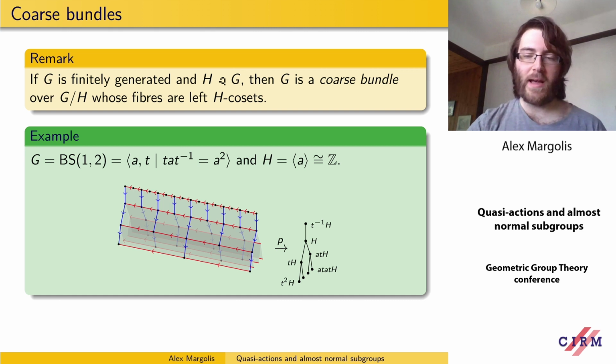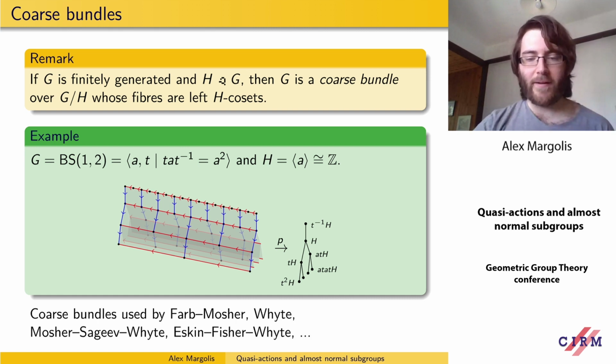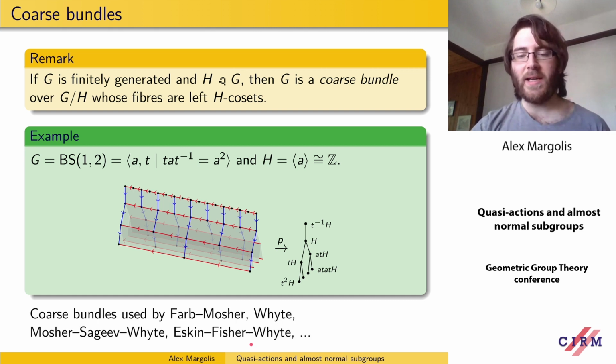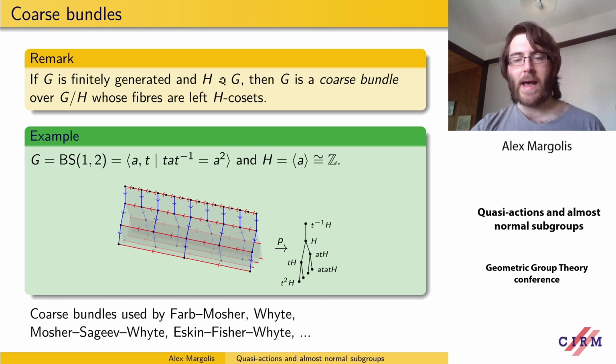And this coarse bundle terminology has been used in lots of important QI rigidity results, for instance, by Farb and Mosher, by White, by Mosher, Sageev, and White, and Eskin, Fisher, and White. And it's an important tool. And just having this almost normal subgroup gives you this structure.